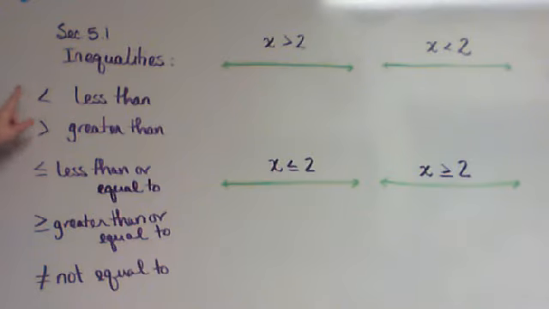Less than means that the number in front is smaller than the number in the back. You know, the alligator eats the bigger number, the Pac-Man eats the bigger number. I've heard it tons of different ways. Greater than means the number in front is greater than the number in the back. Less than or equal to means the number in front is less than or equal to, that's why we say it that way, the number in the back. Greater than or equal to means the number in front is greater than or equal to the number in the back. And not equal to just means that they aren't the same.